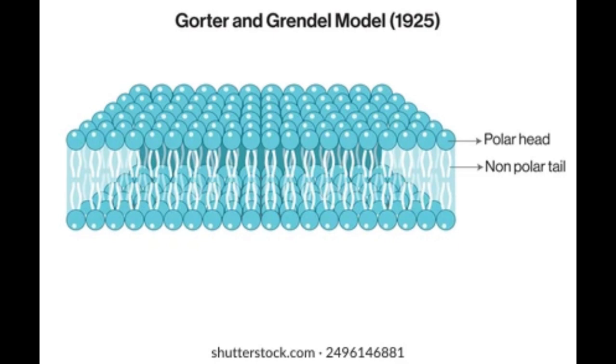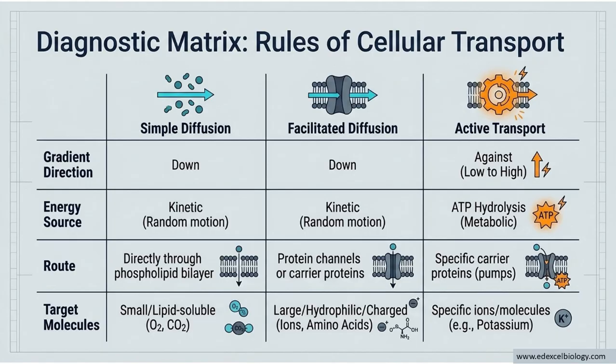Now, having this highly specific oily barrier creates an immediate problem. How do you actually move molecular traffic across it? Exactly. Because cells need a constant influx of oxygen and nutrients and a constant outflow of metabolic waste. It seems like the rules of entry depend entirely on how badly the cell needs the material. Well, it depends on the physical properties of the molecule and the concentration gradient.